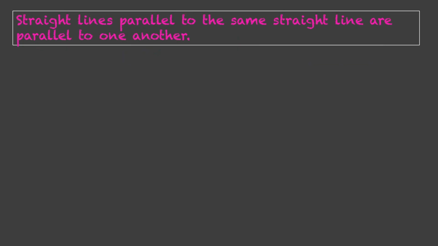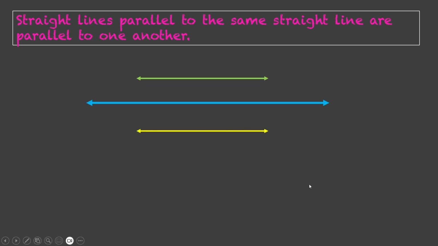We have one more equivalent, which is straight lines parallel to the same straight line are parallel to one another. So let's say we have one straight line, this green color, and it is parallel to this blue straight line. If I say that they are parallel, that means they'll never meet. Then we have one more yellow line, which is parallel to this blue line. That is, once again, these two will never meet. So green and blue never meet, yellow and blue never meet. That intuitively means that green and yellow will also never meet.